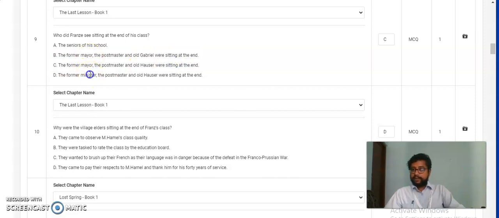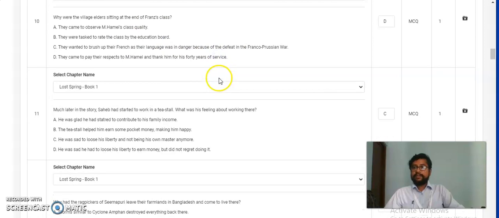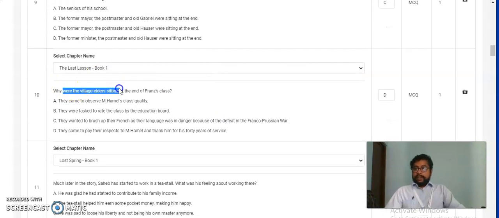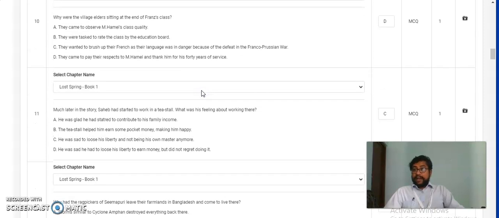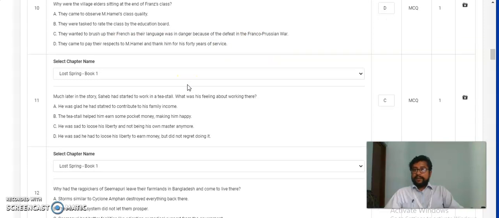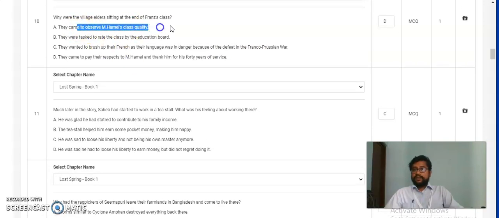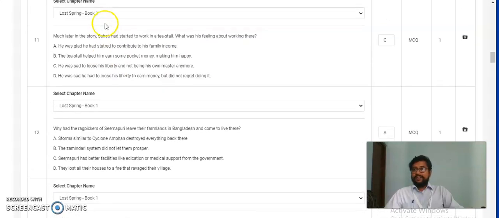So the only difference is minister here and old Hoser, old Gabriel. Anyways, what were the village elders sitting at? Why were the village elders sitting? Obviously, number D, they came to pay respect, right? Okay, they didn't come to observe Monsieur Hamel's class quality. It was not an inspection.